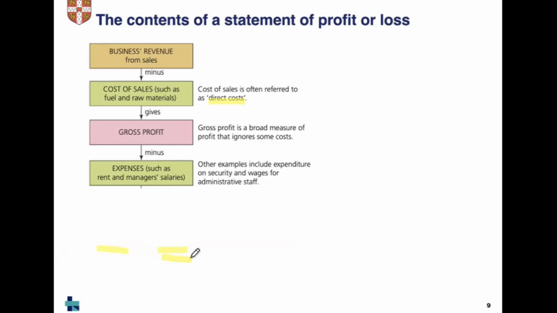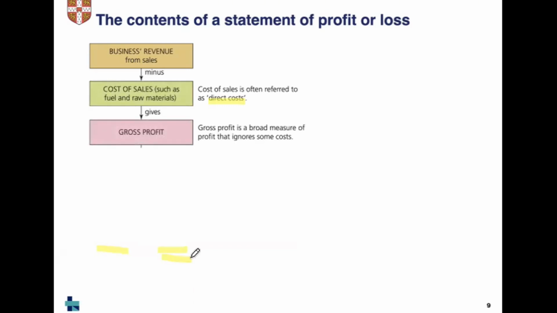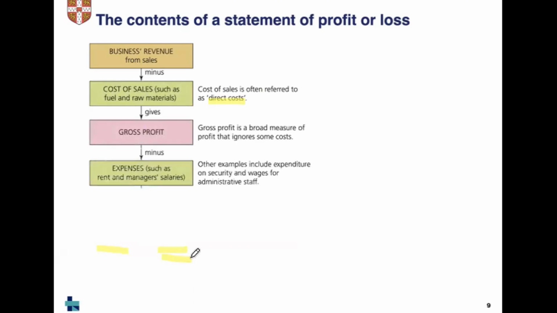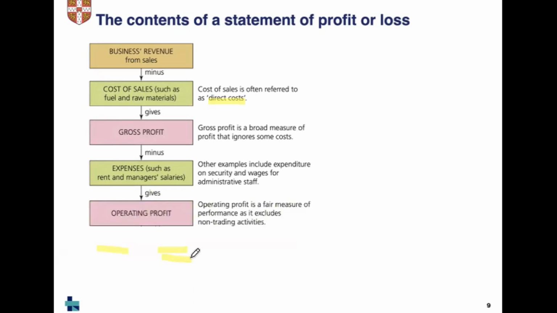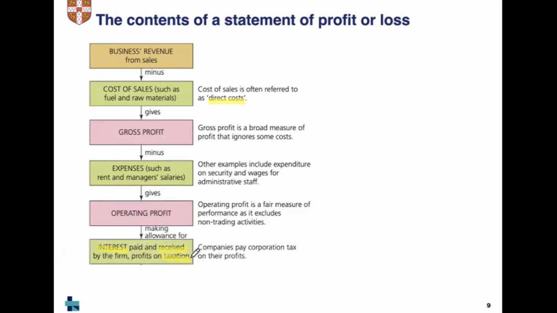So very straightforward. We start with our revenue. We deduct our cost. That will give us our gross profit. From our gross profit, we deduct other expenses which are not direct. So indirect expenses are also deducted, and then that will give us the operating profit. And from the operating profit, we add any interest that we have received, deduct any interest that we have paid, deduct tax to the government, and this will give us our profit for the year.